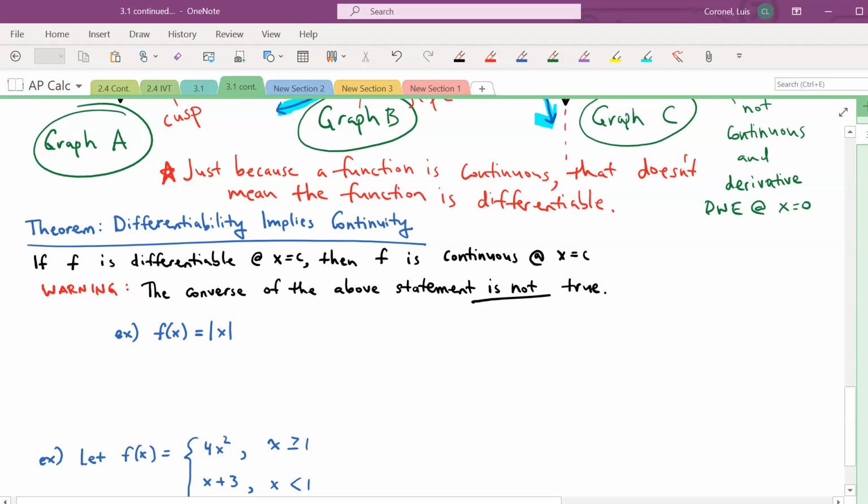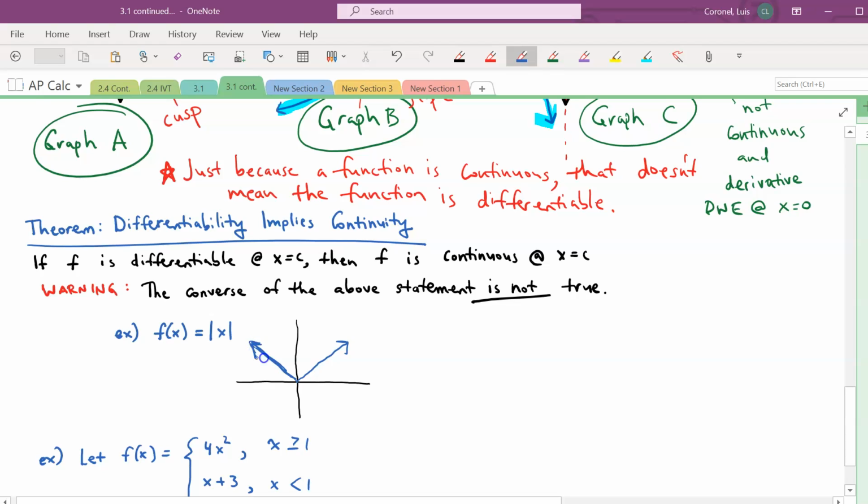Warning: the converse of the above statement is not true, and we saw that earlier with some of the previous examples. So let's look at the absolute value function, the absolute value of x. I'm going to draw this graph to the best of my ability. We're graphing the absolute value of x, which is a V-looking shape. So here we have a continuous function. It's a continuous graph.